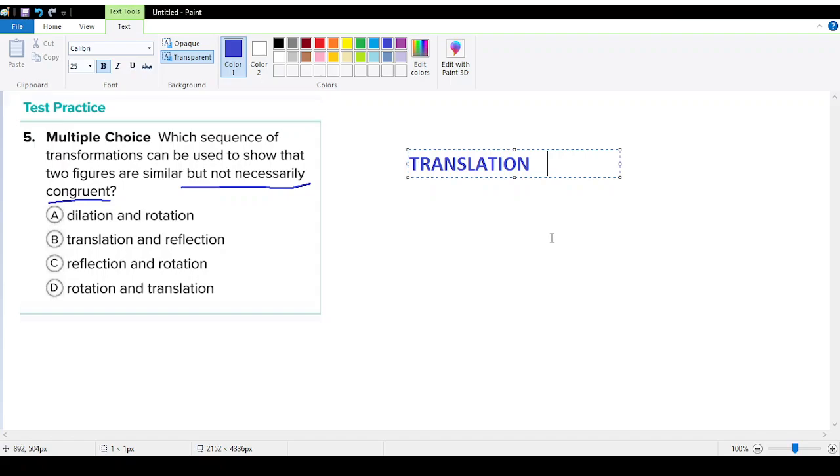How about rotation? Does it affect the congruency? No. How about what else we have other than translation and rotation? We have dilation and reflection as well. We talked about translation. We said that this does not affect. Rotation does not affect. Reflection, what does reflection affect?